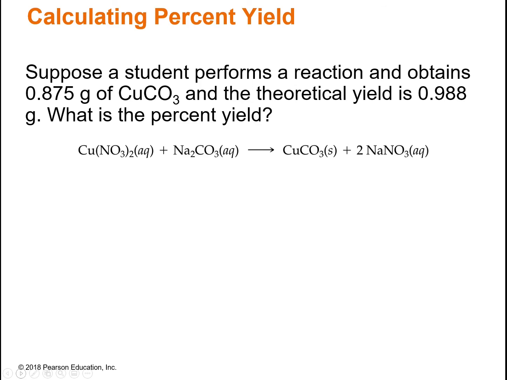The trick here is identifying which one is the actual yield and which one is the theoretical yield. Performs a reaction and obtains 0.875 grams. That tells you it's the actual. It's what you got. It could also say something about an experiment yielded this amount. That would be the actual yield. The theoretical yield is spelled out. The theoretical yield is 0.988 grams.